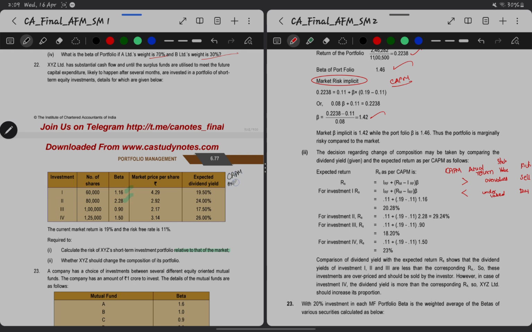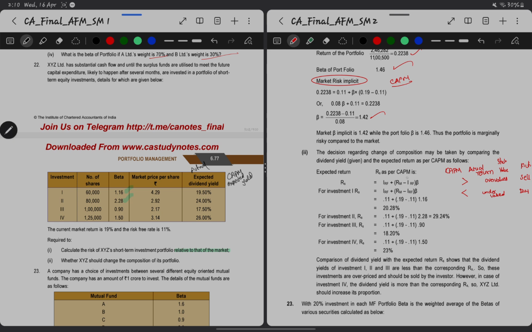the CAPM expected yield. So in our current case, this expected dividend yield is the actual yield, and we are comparing it with the CAPM's expected yield. If we compare, then we can find out what position we should take in each of the cases, whether that is overpriced or underpriced, or how we should change the proportion.